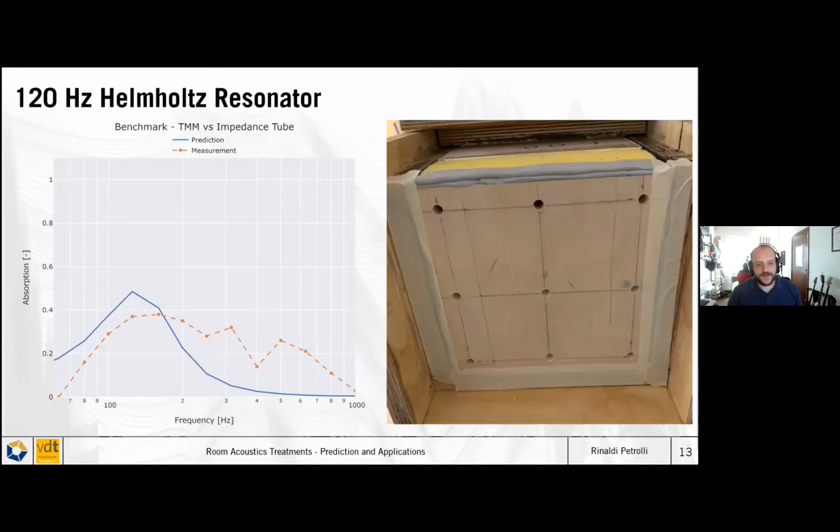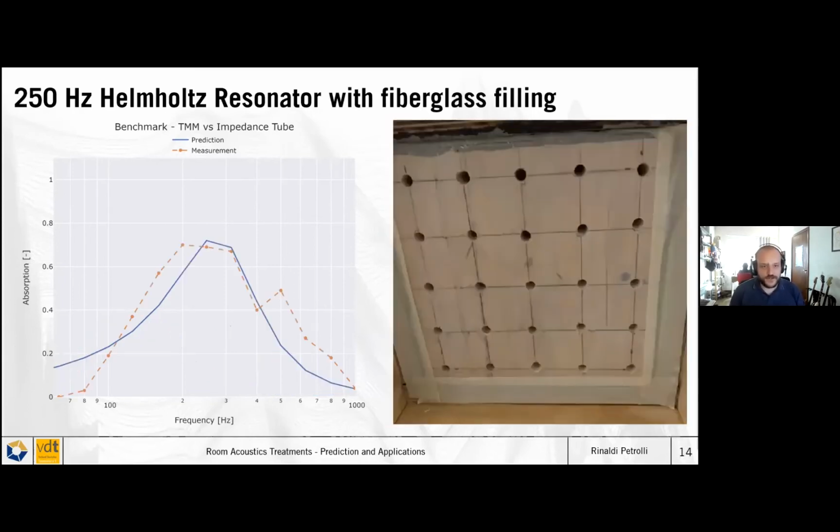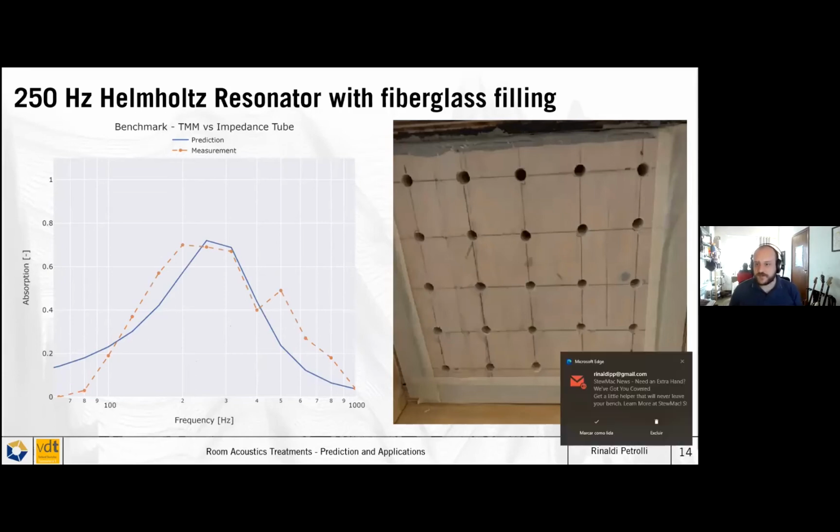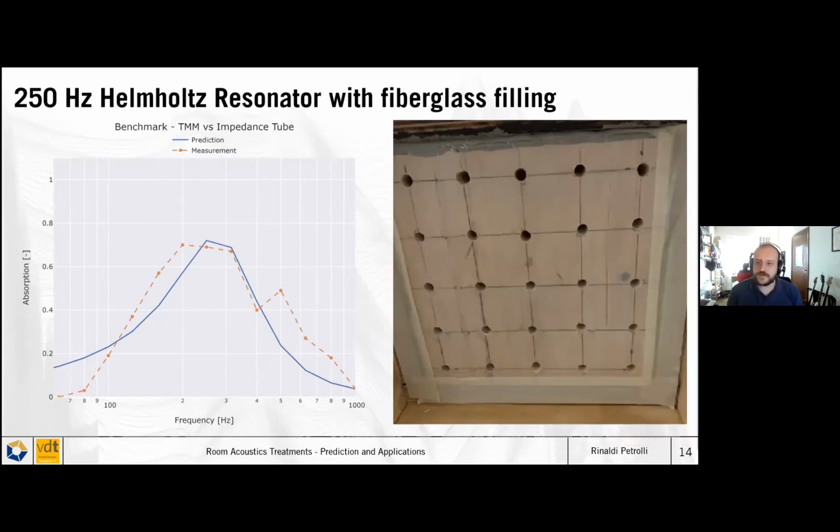But nevertheless, even being a fairly ineffective treatment, the first resonance was predicted fairly well. And if we start to move towards a more efficient resonator, the agreement starts to get a little bit better. And just to make clear, we are only considering normal incidence here because it is an impedance tube. And this resonator and the last one are filled with fiberglass.